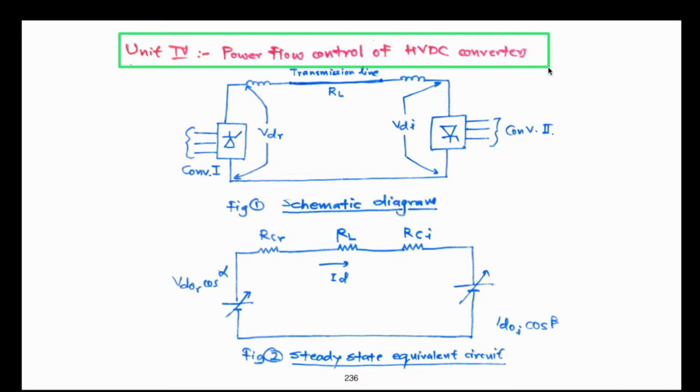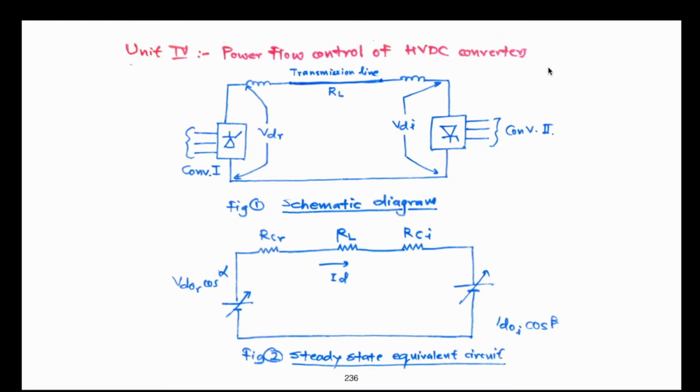Now we are going to discuss the HVDC converter controls and controller characteristics in this unit number 4. So kindly focus your attention on the schematic diagram of a bipolar HVDC link on the top here in the slide.